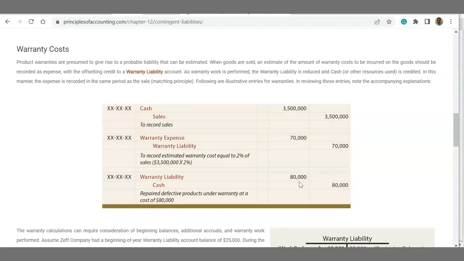Let's say a few months down the road, in the middle of summer, some of those products will come back, and the company needs to spend money to fix those not properly functioning products. In that case, the company will spend some cash to pay for labor or material or whatever to take care of those warranty liabilities, and that will end up being reduced from the warranty liability account.